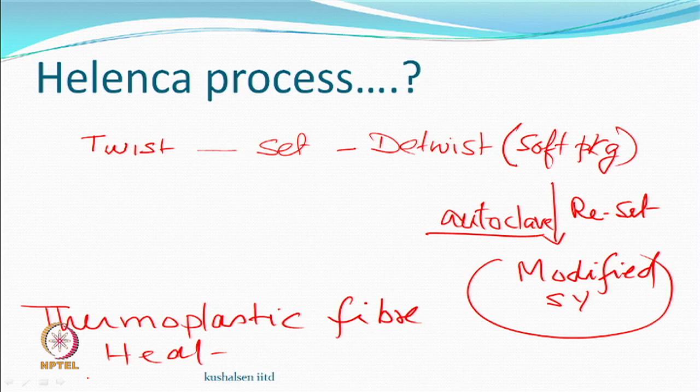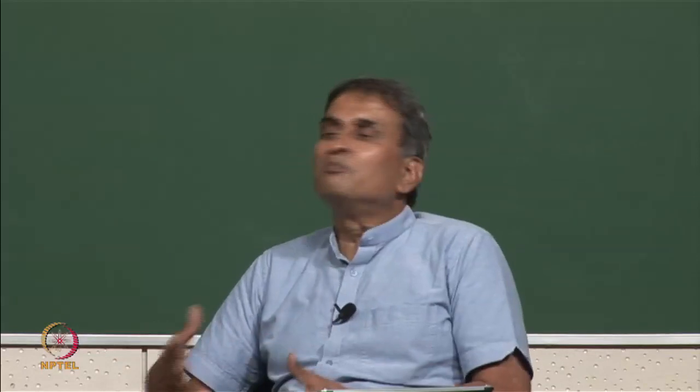Now, we have to go further from there. And what do we do? After this detwisting, we have made a package. Here, a term which has been used is soft package. What is a soft package? That is, the winding tension was less, and therefore the yarn, or the filaments within the yarn, have some scope to maneuver.